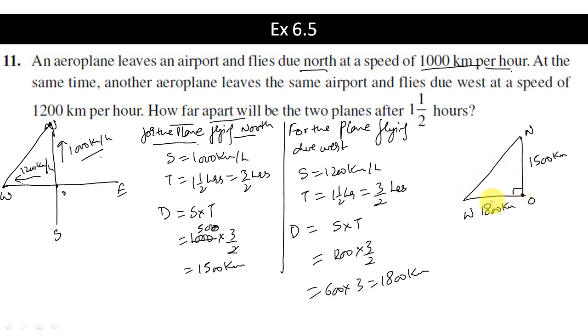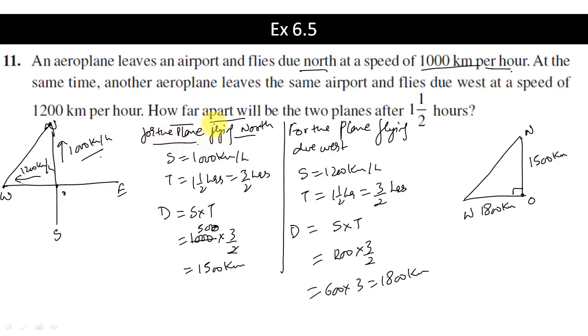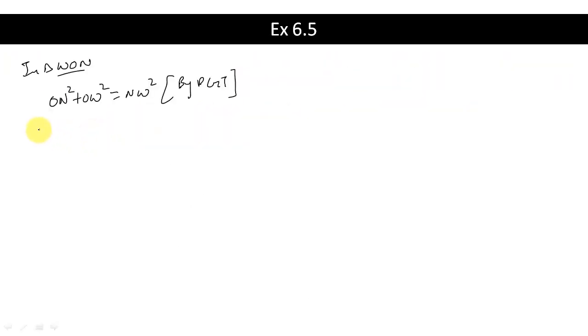This is perpendicular. So now in triangle WON, which is a right angle triangle, ON square plus OW square will be equal to NW square. This is by Pythagoras theorem. So ON is 1500 and OW is 1800. So 1500 square plus 1800 square will be equal to NW square. So simply we have substituted the value of ON and OW.